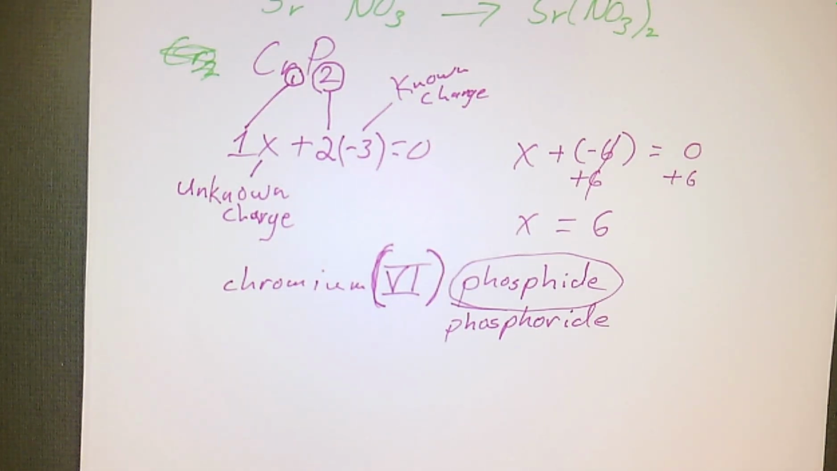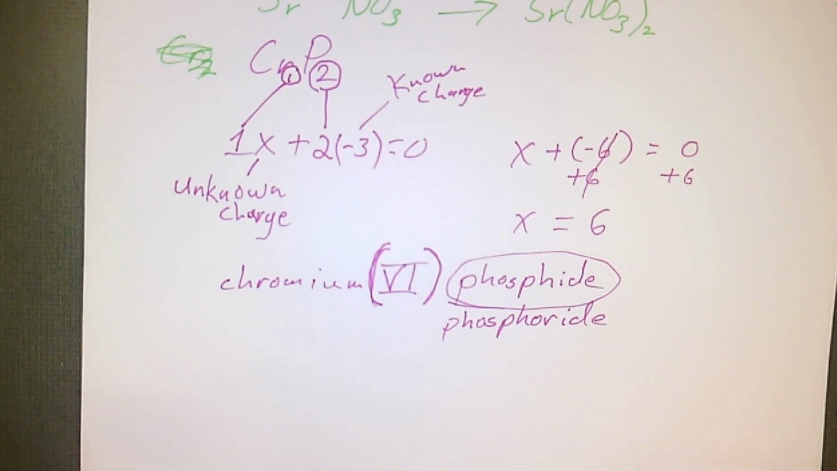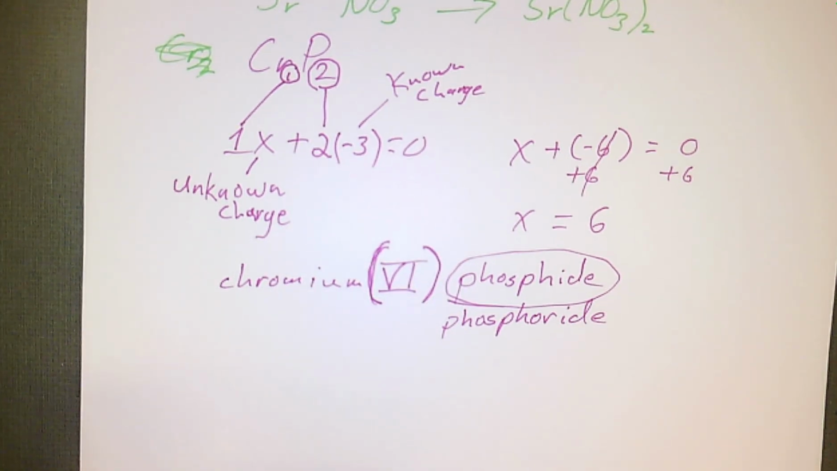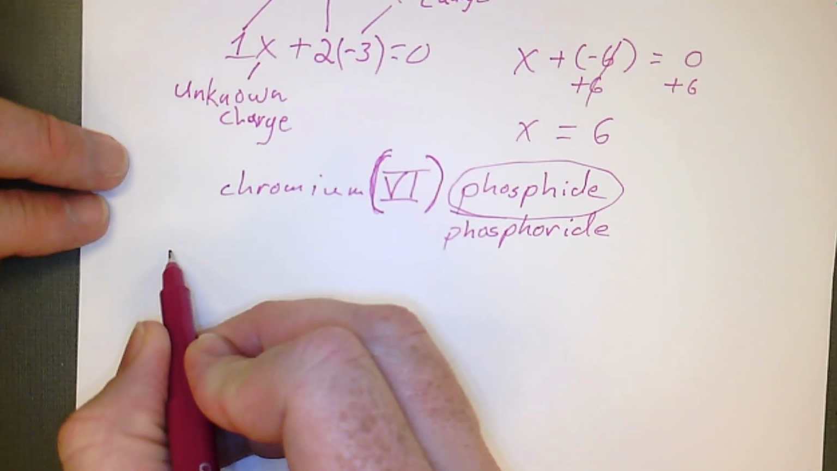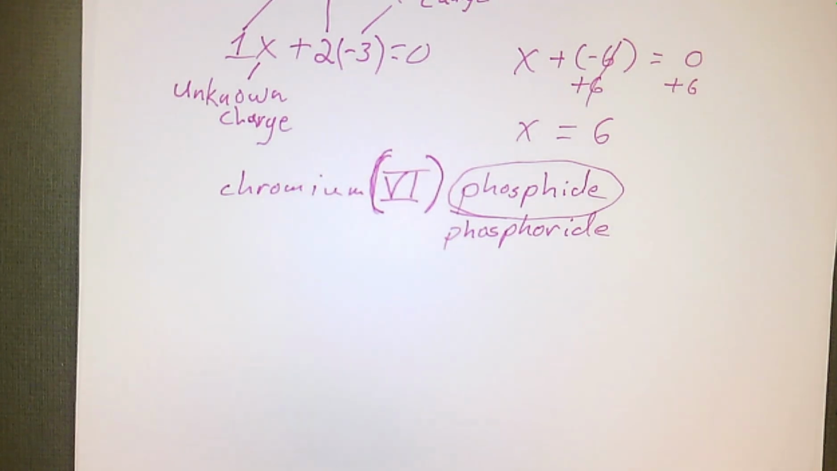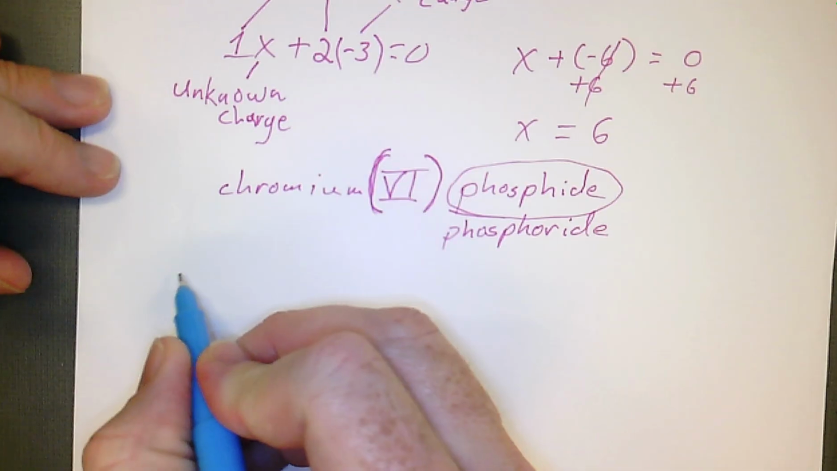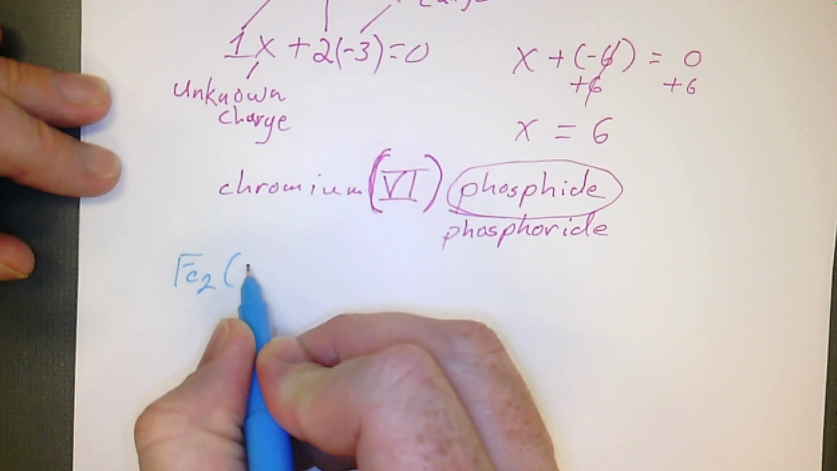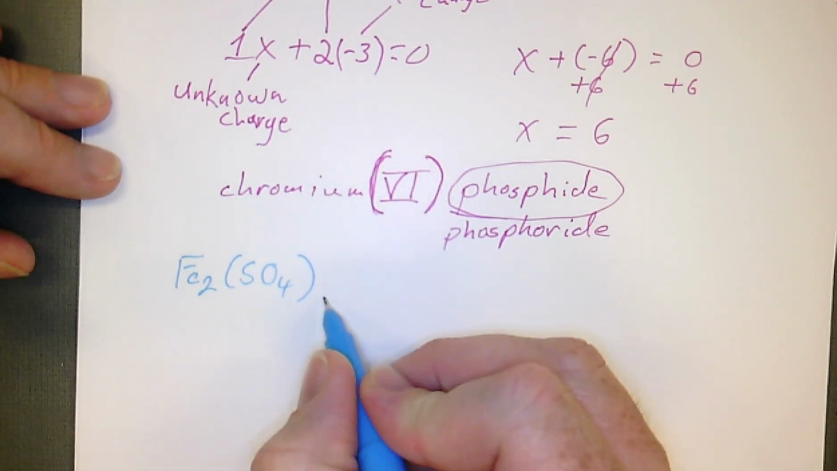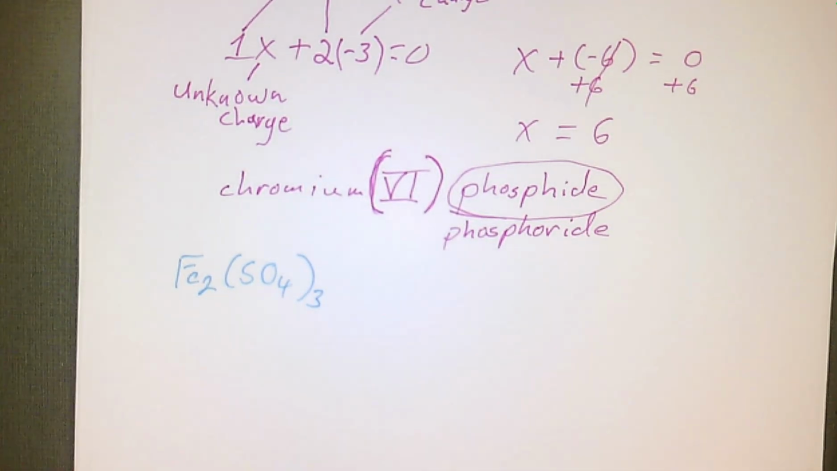Okay. We're going to kind of go quick. The next couple, or the last one, will be a little bit quicker now that we've done these. All right. Let's switch colors. Let's go with light blue. All right. We're going to go with Fe2, parentheses, SO4, parentheses, 3. Fe2(SO4)3.